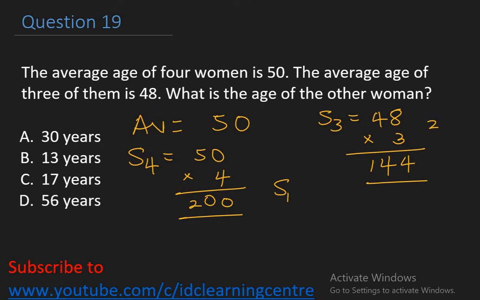So the age of 1 will simply be 200 minus 144. So borrow 1 from 2. Let's put it here. 10, 9, 10. 10 minus 4. What will it give you? 6. 9 minus 4, 5. That's correct. So the person's age is 56 years, which is D.